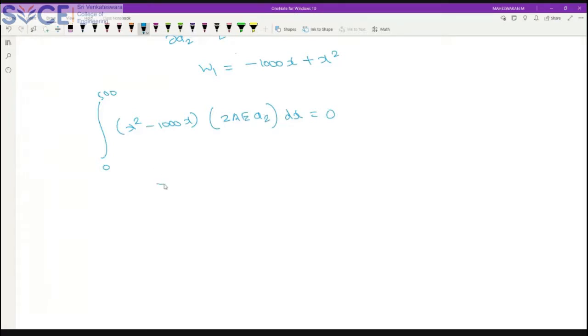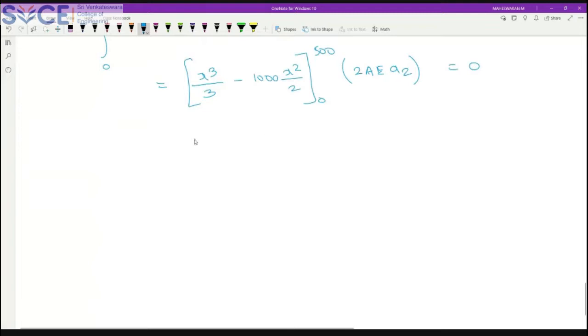So when I integrate, what will I get? I will get x cube by 3 minus 1000 x square by 2. My limit is from 0 to 500, into 2AE A2 is equal to 0. Right? This is my term. Okay, you can understand. So integrating x square gives x cube by 3, and sorry, I missed one 0 here. Minus 1000 x, integrating it gives x square by 2. So the limit is 0 to 500.